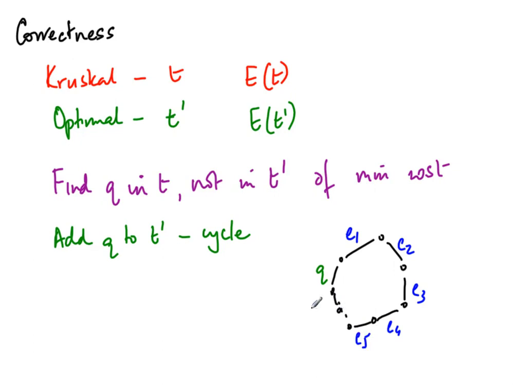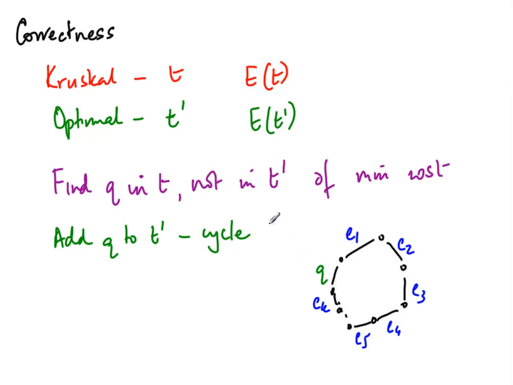possibly some EK. So there's a bunch of edges which are, because I've added Q, which was in T, not in T prime, I added it to T prime. T prime was a tree. You add any edge to a tree, it forms a cycle, and this is the cycle I form. So now what I look at is I look at the cycle.